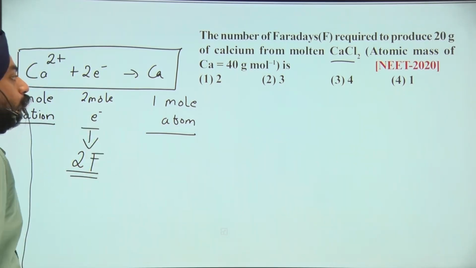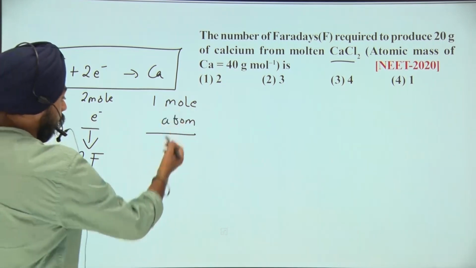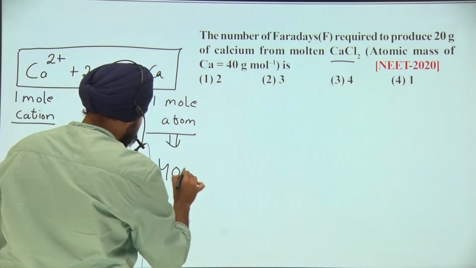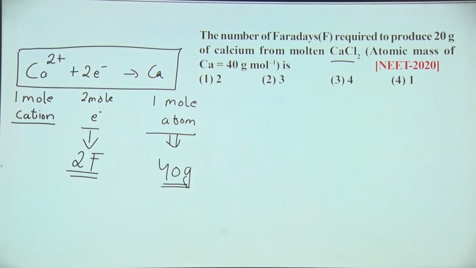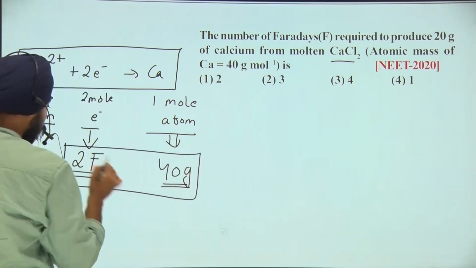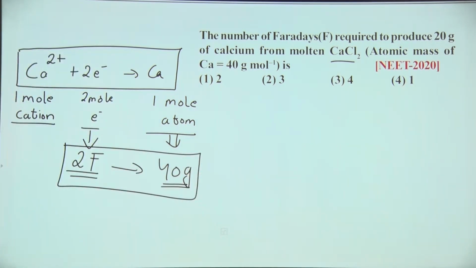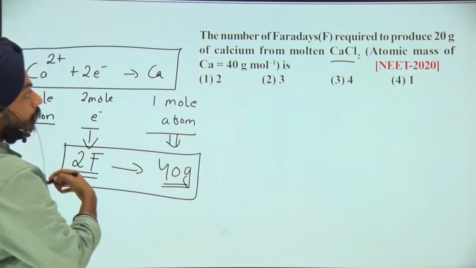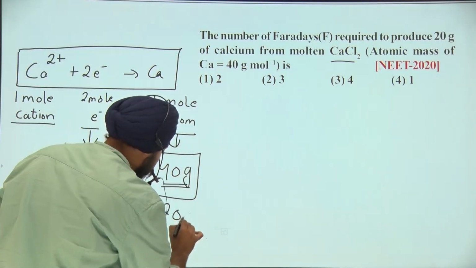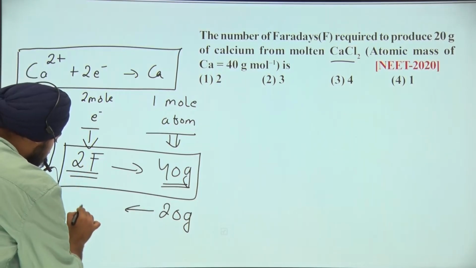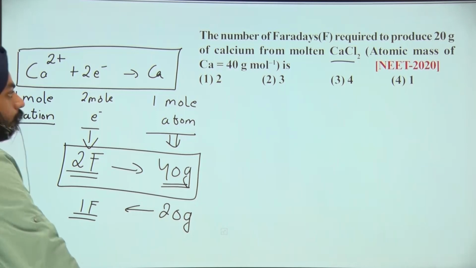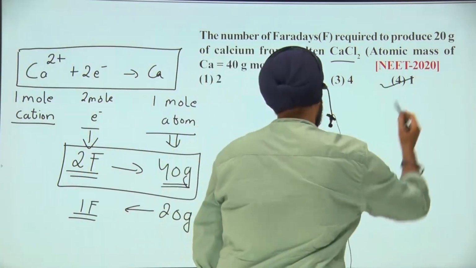So for the deposition of 1 mole of atoms, or we can say 40 gram of calcium, we need 2 Faraday of charge. For the production of 40 gram of calcium, we need 2 Faraday of charge. So to produce 20 gram of calcium, the number of Faradays required will obviously be half of this. This will be equal to 1 Faraday. So the correct option is 1 Faraday.